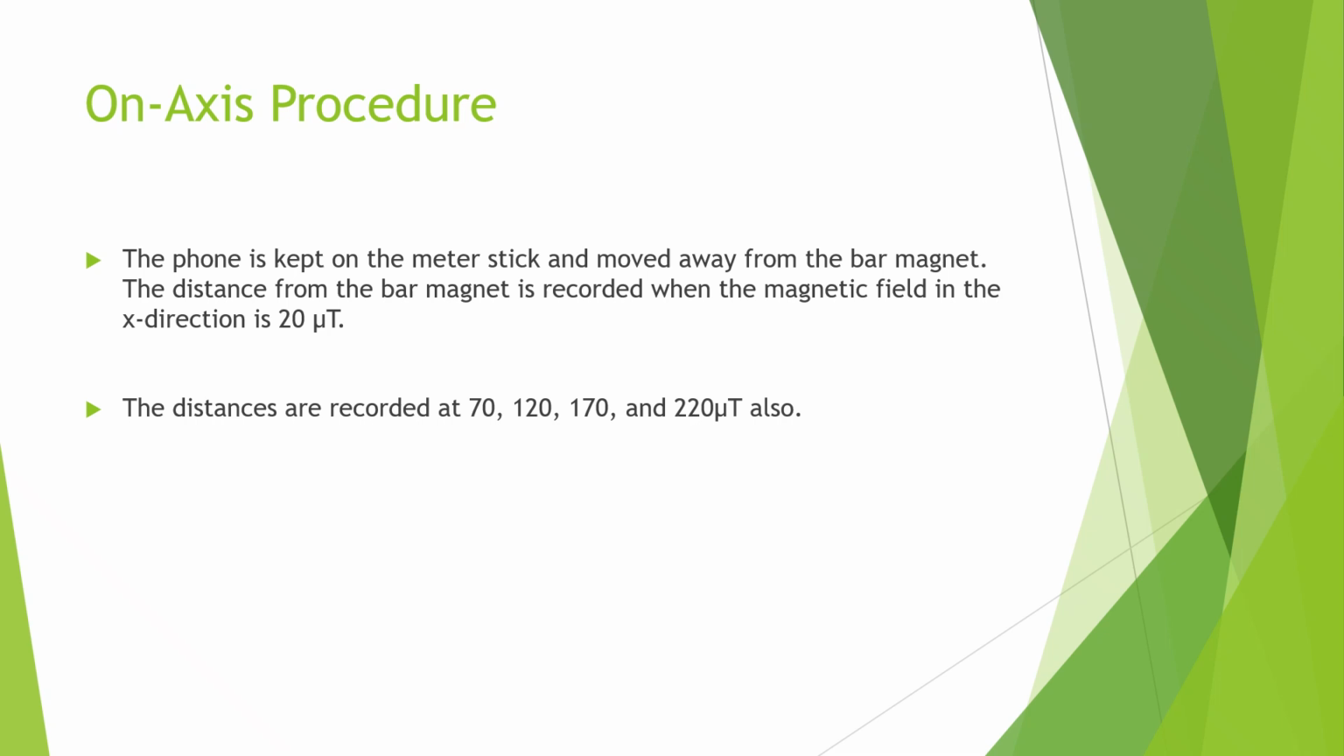For the on-axis procedure, the phone is kept on the meter stick and moved away from the bar magnet. The distance from the bar magnet is recorded when the magnetic field in the x direction is 20 microteslas. And the distances are recorded at 70, 120, 170, and 220 microteslas also.